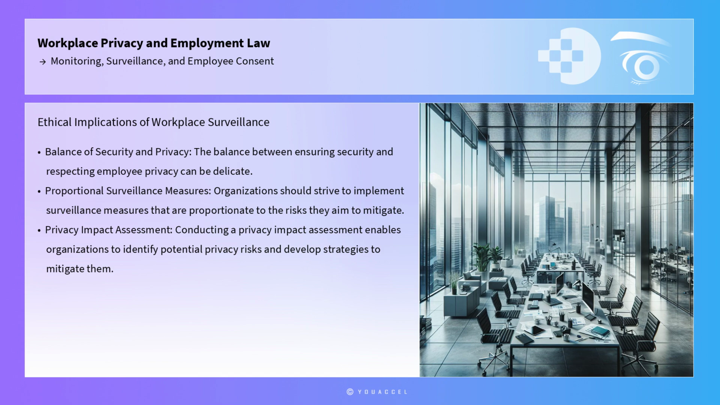In addition to legal compliance and informed consent, organizations must consider the ethical implications of workplace surveillance. The balance between ensuring security and respecting employee privacy can be delicate, and organizations should strive to implement surveillance measures that are proportionate to the risks they aim to mitigate. A practical strategy for achieving this balance is conducting a privacy impact assessment before implementing new surveillance technologies. A PIA enables organizations to identify potential privacy risks and develop strategies to mitigate them, thereby aligning surveillance practices with both legal requirements and ethical standards.